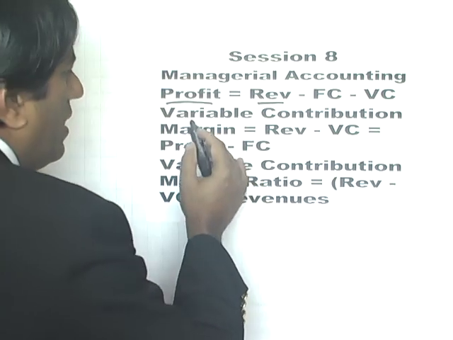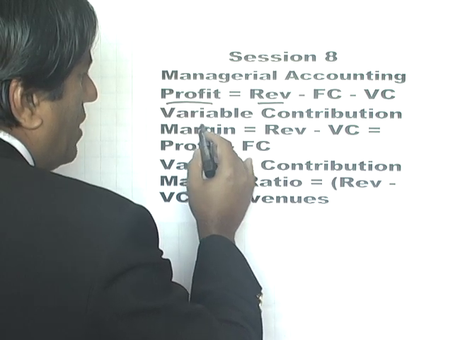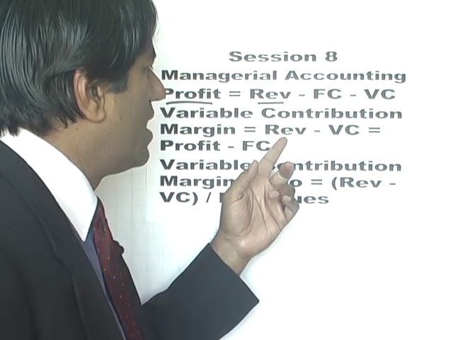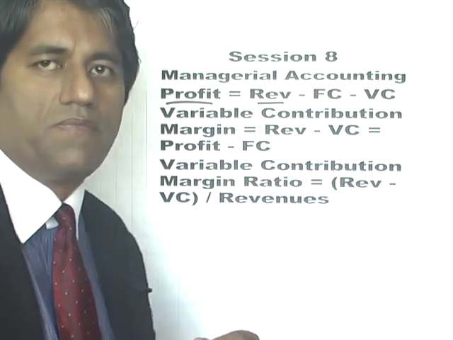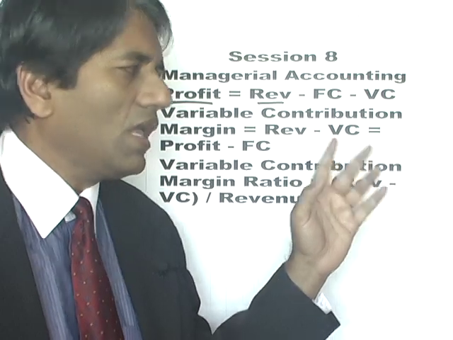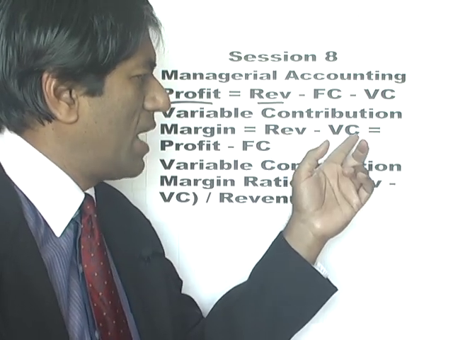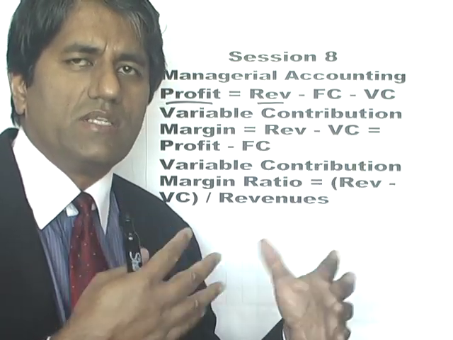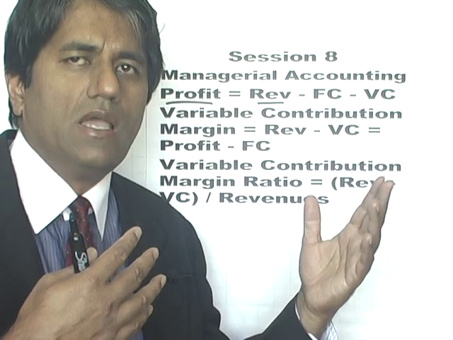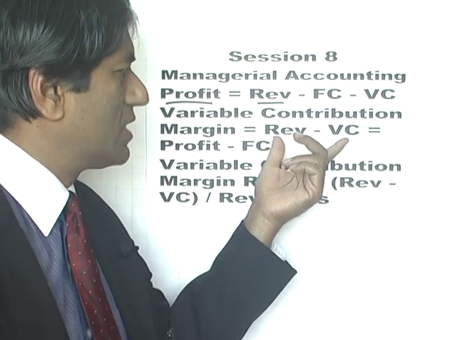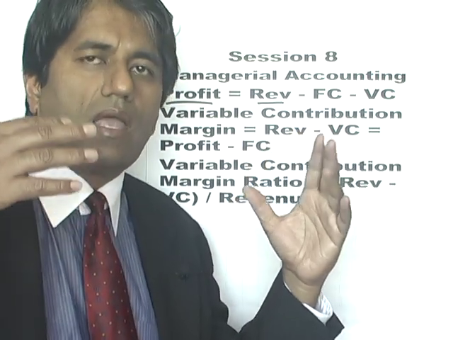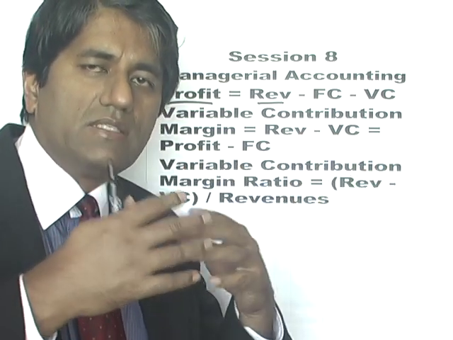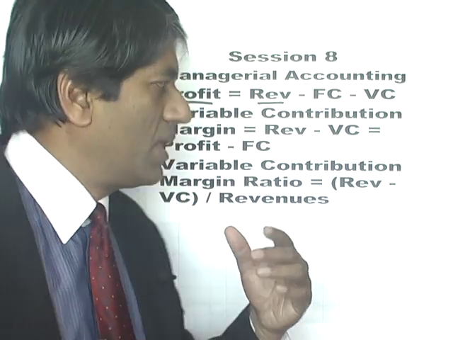The second one is the formula for variable contribution margin, and variable contribution margin is defined as revenues minus variable costs. Now, why has fixed cost been left out of this equation? It is because fixed cost does not change as you vary the amount of production, and so this gives you an idea how the revenues minus costs change as the amount of production is varied.